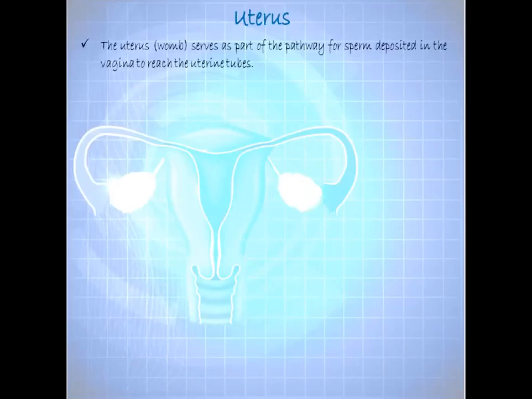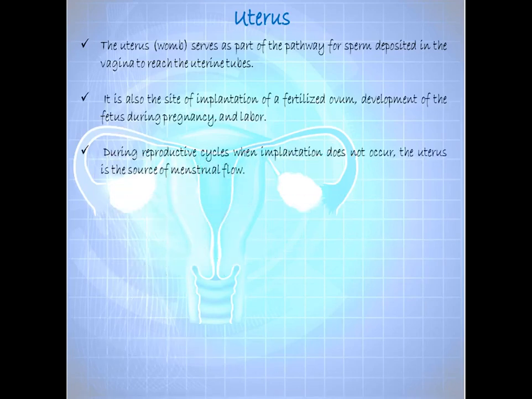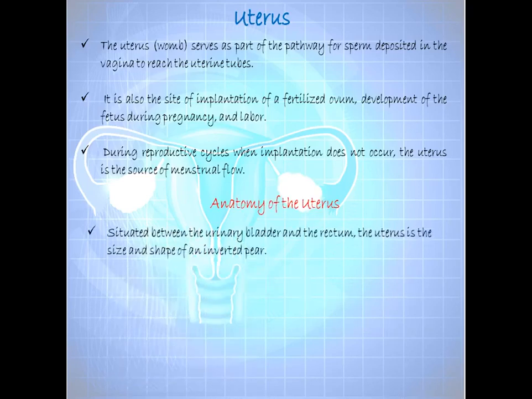Uterus. The uterus serves as part of the pathway for sperm deposited in the vagina to reach the uterine tubes. It is also the site of implantation of a fertilized ovum, development of the fetus during pregnancy, and labor. During the reproductive cycle, when implantation does not occur, the uterus is the source of menstrual flow. Next is the anatomy of the uterus.